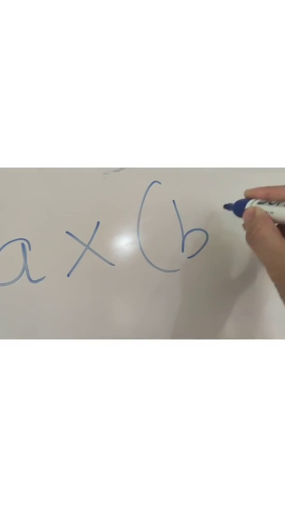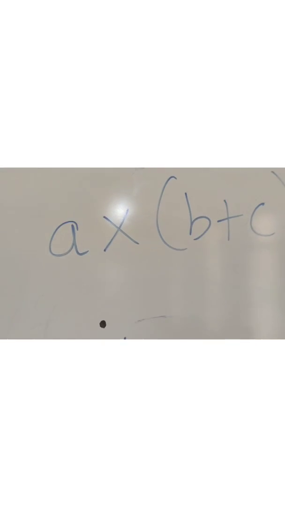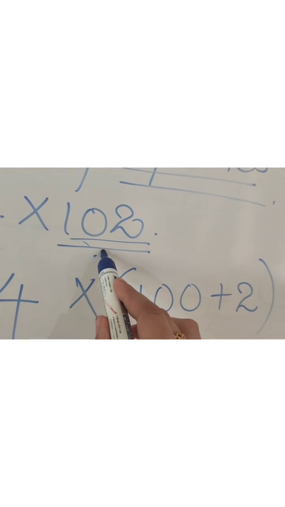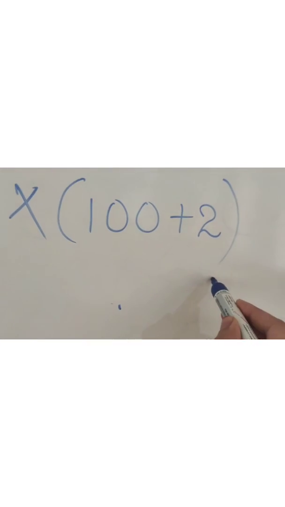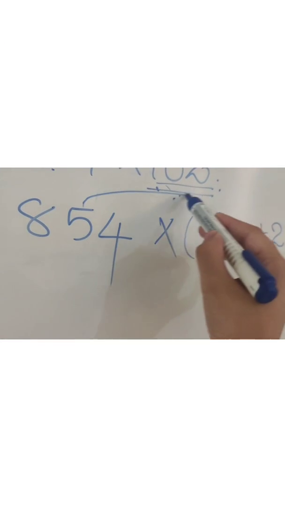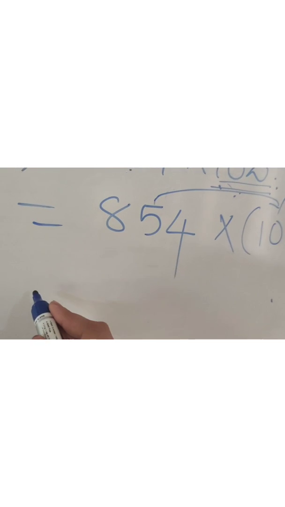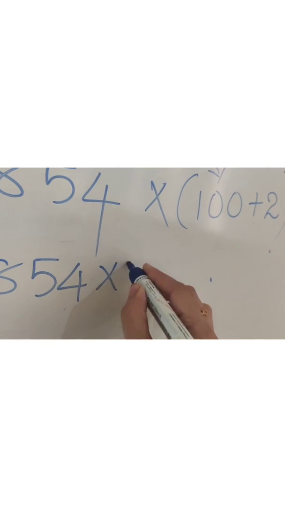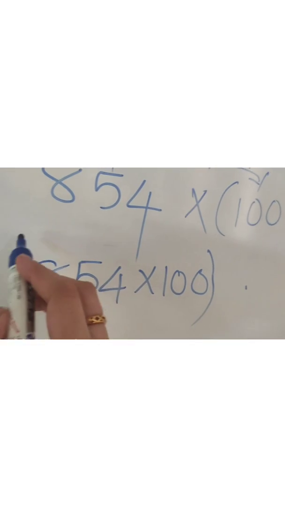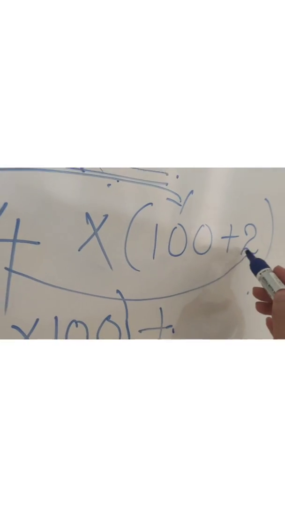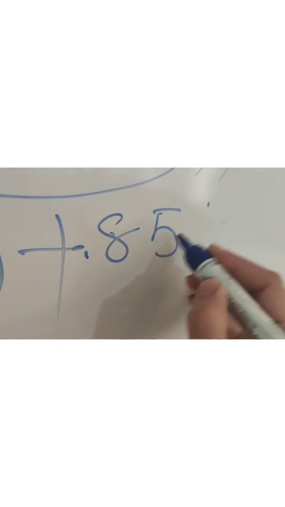Because what is the distributive property? A multiplied by, in bracket, B plus C. So we want this term. That's why we have bifurcated 102 into 100 plus 2. Now easily we can apply the property. 854 multiplied by the first number in the bracket, so 854 multiplied by 100. Then what's the sign? Plus, and 854 multiplied by 2.